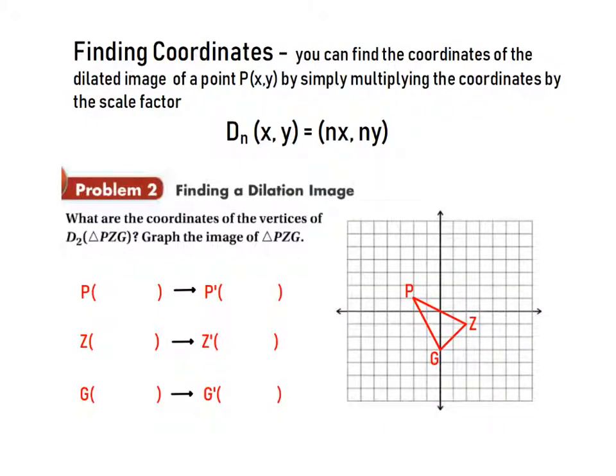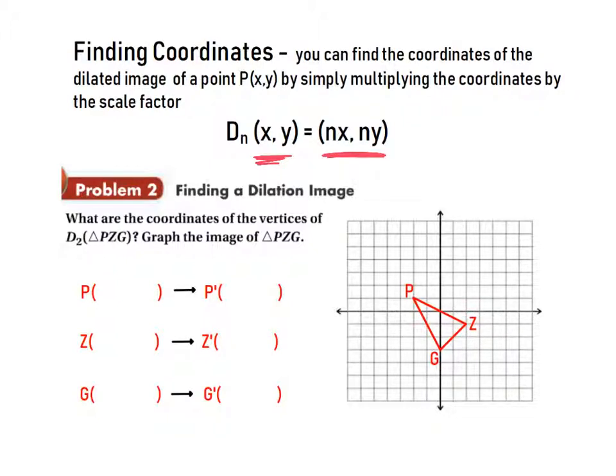Okay, now let's say that you're going to do your own dilation. If we're going to try one here on the coordinate plane, you can find the coordinates of the dilated image by simply multiplying those coordinates by whatever your scale factor is. So that makes it really easy. If you have some ordered pair and you're making your figure double in size, then you just take your coordinates and you double them. That's pretty easy to do.